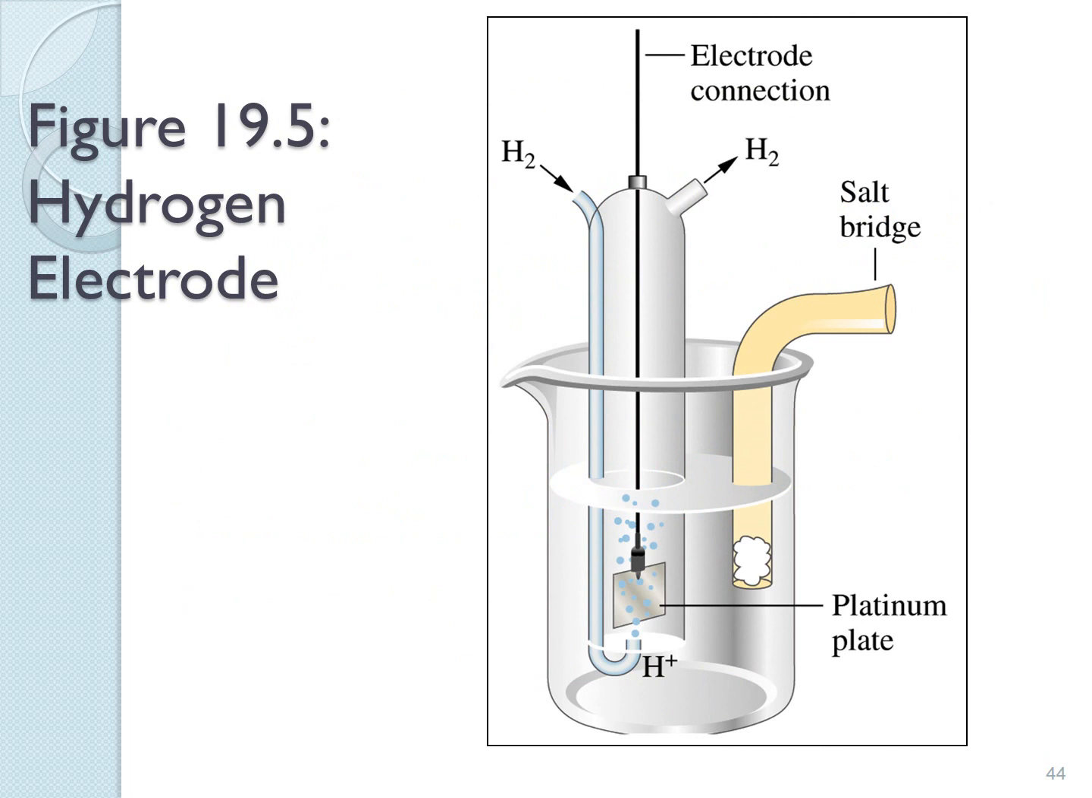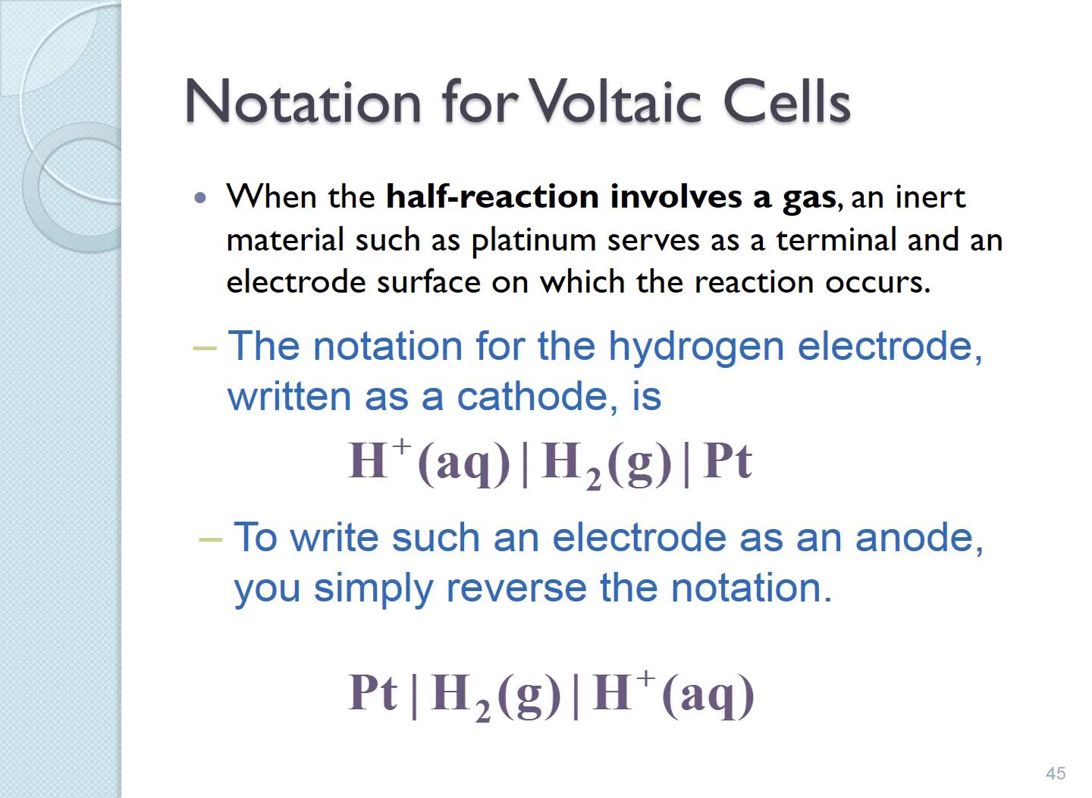So this is just a picture of a hydrogen electrode, a hydrogen half cell. When we want to write a hydrogen half cell, this is how we write it. The notation for the hydrogen electrode written as a cathode is like this. So if it belongs on the right-hand side of the complete cell, so platinum on the left with a single line showing the hydrogen gas and then another single line showing the hydrogen ion. If we want the electrode to be written as an anode, you reverse the notation.